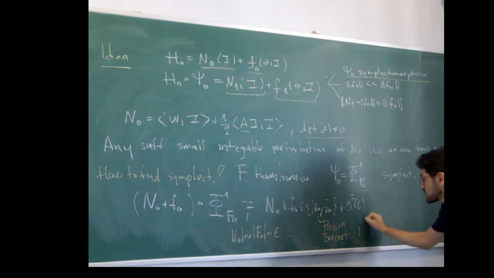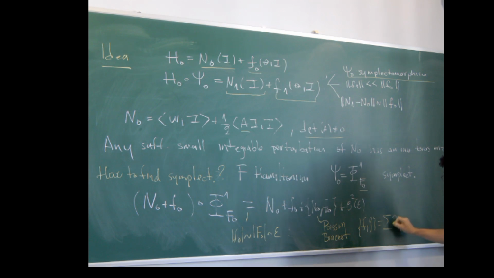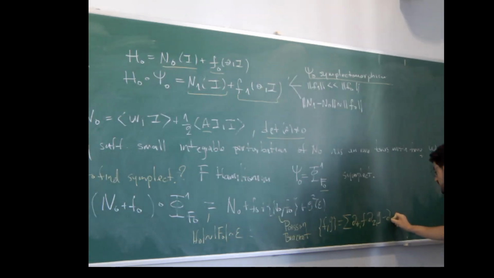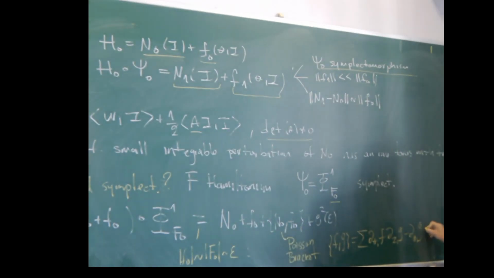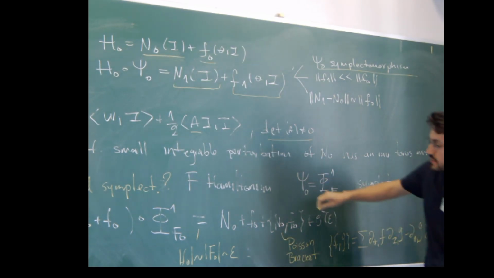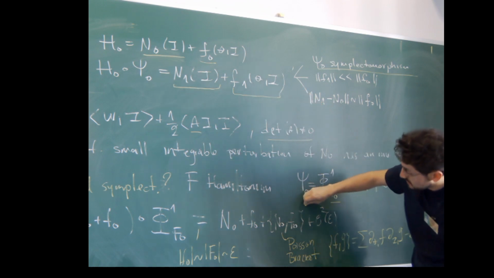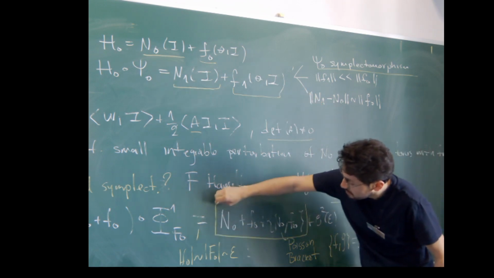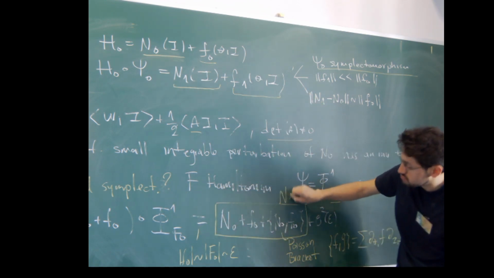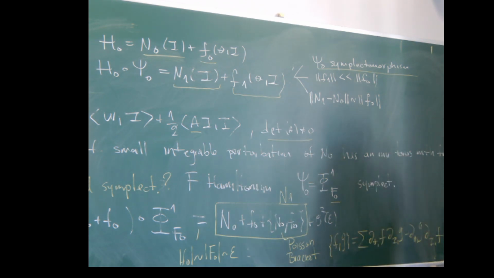So the Poisson bracket of the functions is just something like derivative like this, time derivative like this, minus derivative like this, derivative like this. Not very important what it is. But the point is that this gives you something that you can try to solve. So basically I wanted to find something like this. This is my potential N1. And I need to make it work as N1.